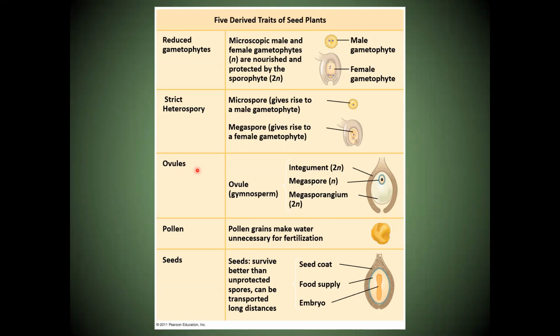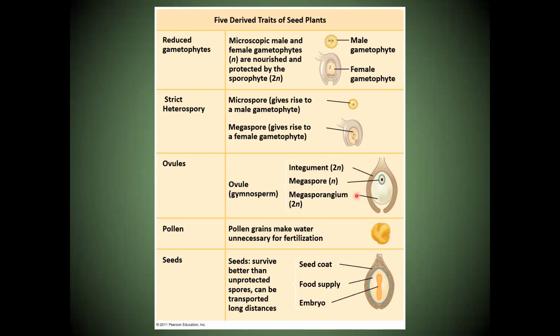Ovules, a new organ that you haven't seen in previous plant groups, right? It structurally looks like this, and it actually has three components, right? The outermost covering, the protective covering, integument. Integument is a term you should also be familiar with. We use the same term for animals, and it is diploid.